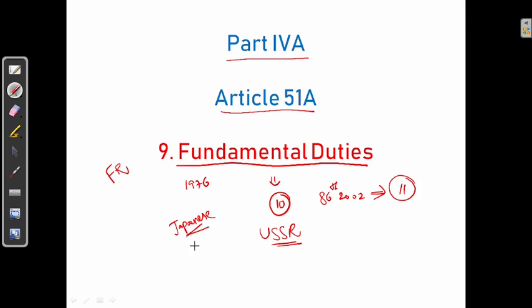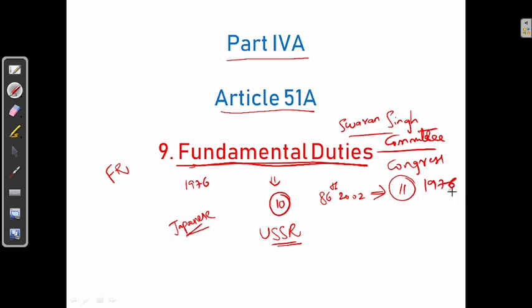See, in our constitution, these fundamental duties were recommended by the Swaran Singh committee. This Swaran Singh committee was set up by the Congress in 1976. This committee recommended a separate chapter on fundamental duties in the Constitution.